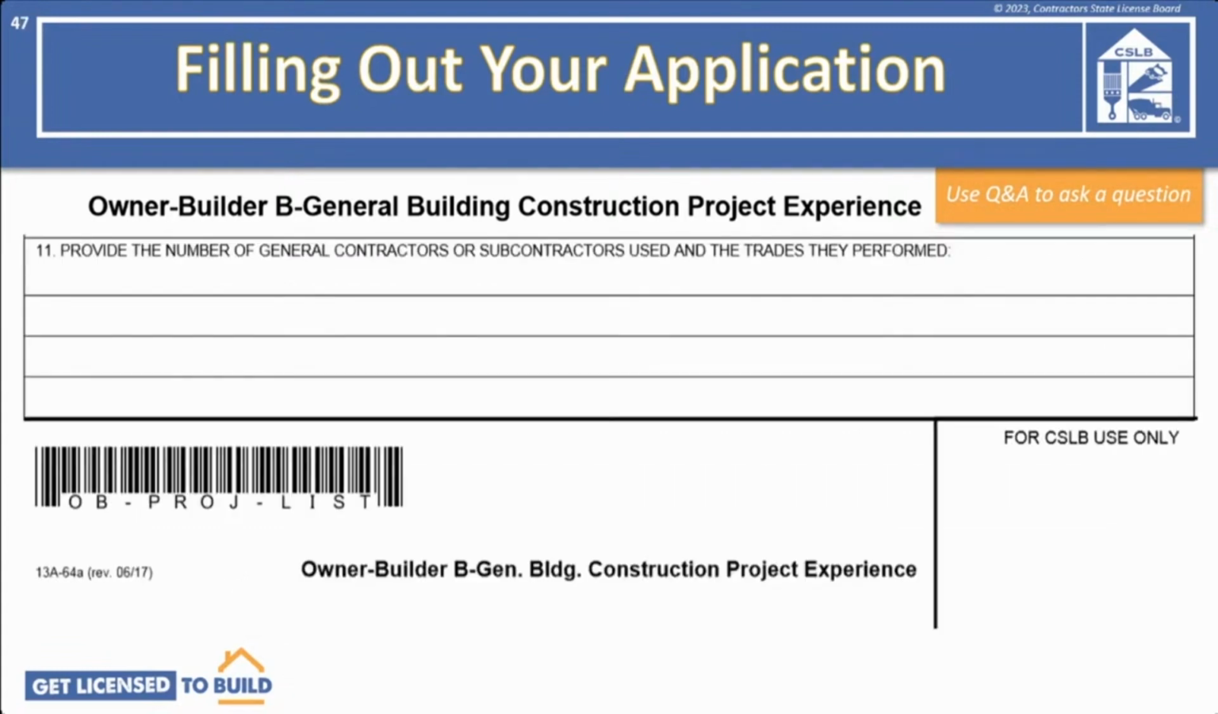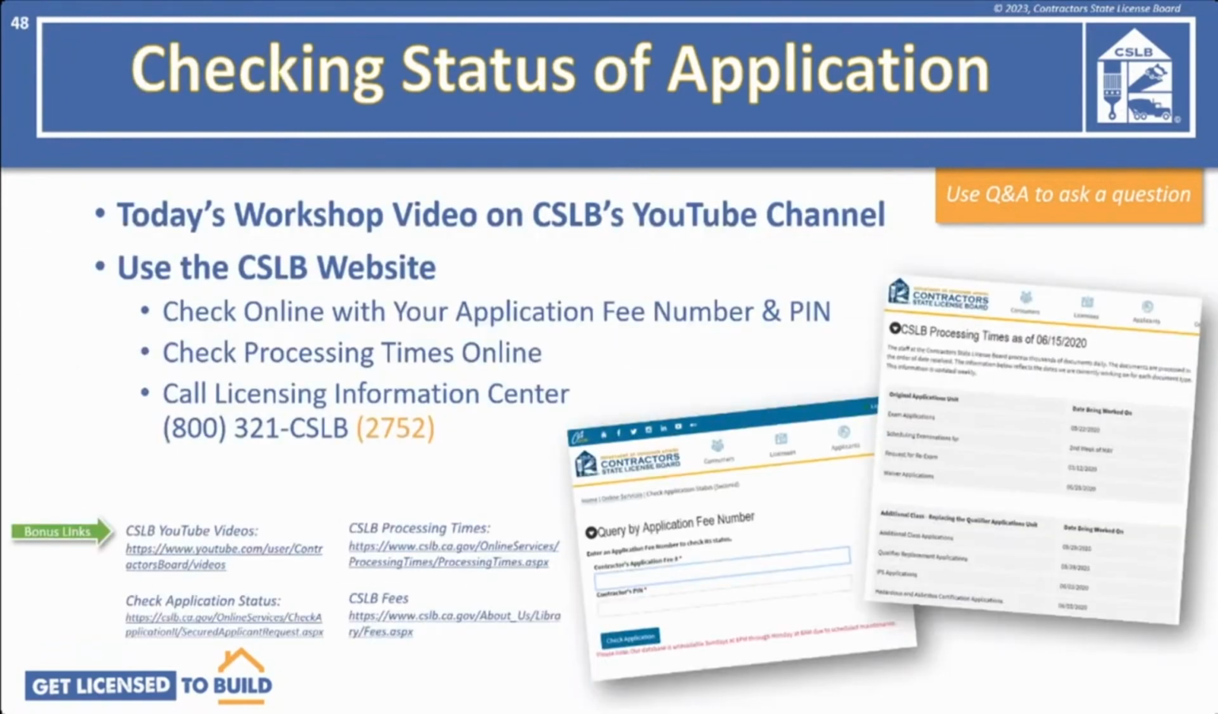So you've got your application submitted. How do you check the status of that application? Here are 2 resources. First is the secured check. You'll need your application fee number and your contractor PIN number to get an update. We'll send you that information after we receive, cashier, and key your application into the system.